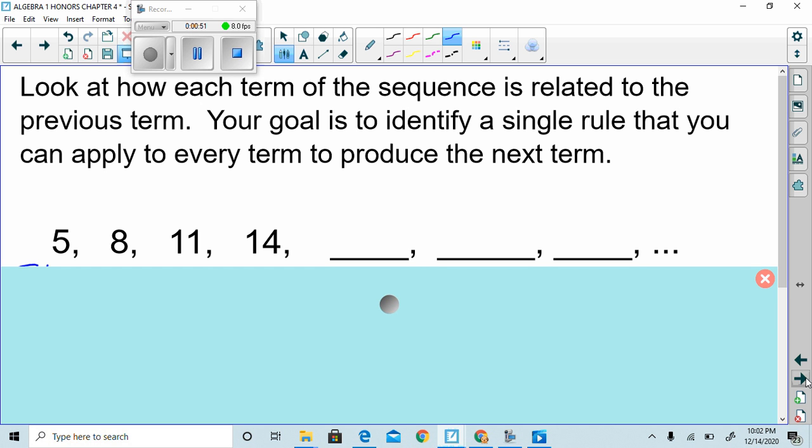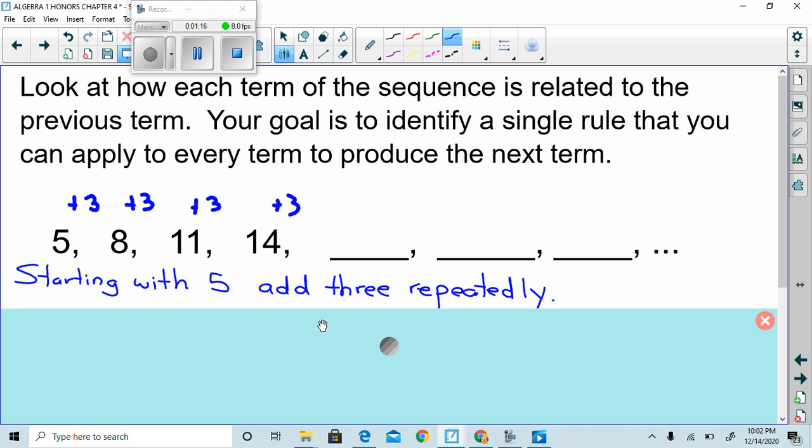Well, 5, 8, 11, 14. They're all going up, all right? So the numbers are increasing. And is there a difference, a common difference between them? Well, it looks like we are adding 3 repeatedly going up the line here. So the rule established would be starting with 5, add 3 repeatedly, and then we'll continue the pattern.